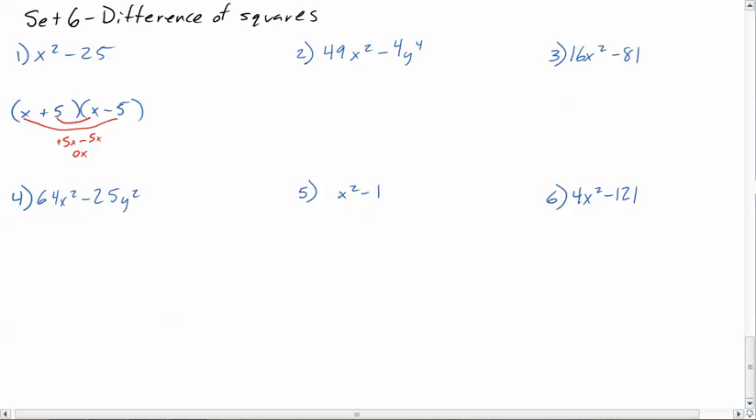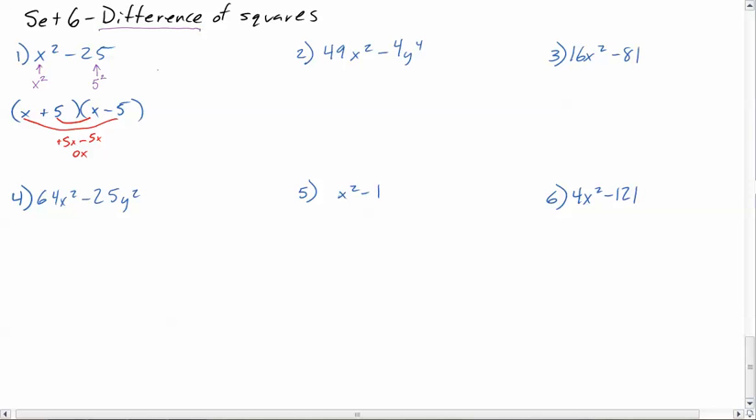But what I want you to do is recognize in these situations, if you have a subtraction, now this only works for subtraction, this is the difference of squares. If you have a subtraction, look at the first term. See if everything in the first term is something being squared. In this case, it's x being squared. Look at the second term. See if that is also a square number, which is, of course, 5 squared.